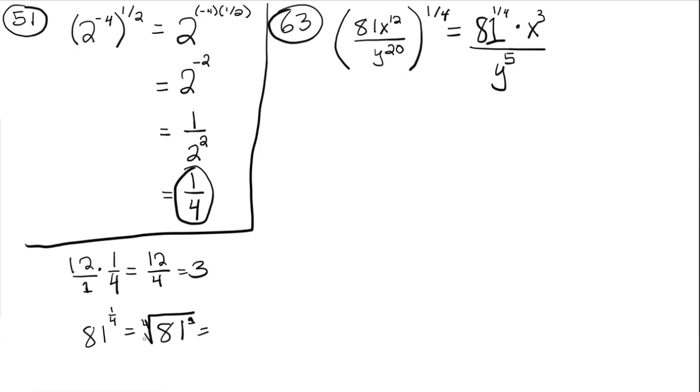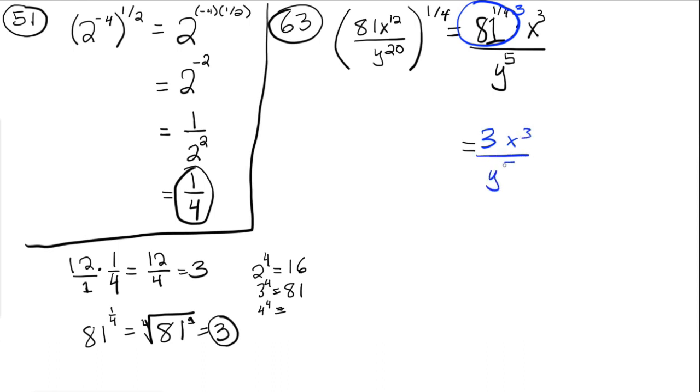And so you're looking for what number, when I raise it to the 4th power, is equal to 81. If you just start trying numbers like 2 to the 4th and 3 to the 4th and 4 to the 4th, well, 2 to the 4th would be 16, because 2 multiplied by itself 4 times is 16. 3 to the 4th is 3 multiplied by itself 4 times, and that one actually is 81. So that's why the 4th root of 81 is 3. And so then you can replace this 81 to the 1/4 with just the number 3. So this is equal to 3 times x to the 3rd over y to the 5th.